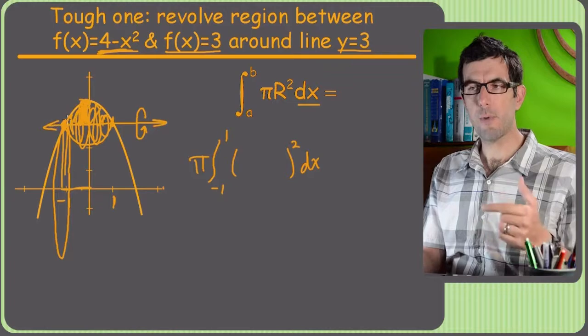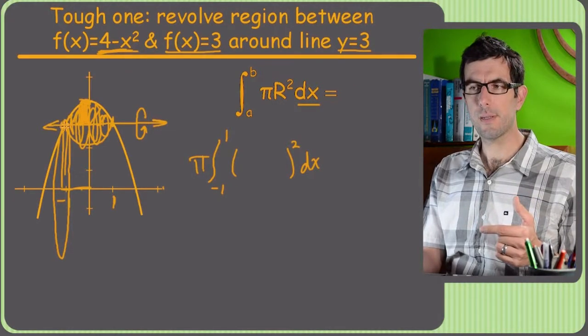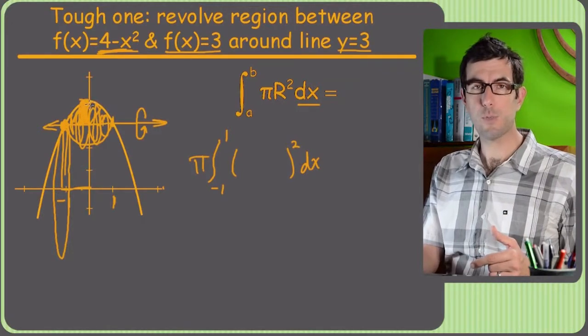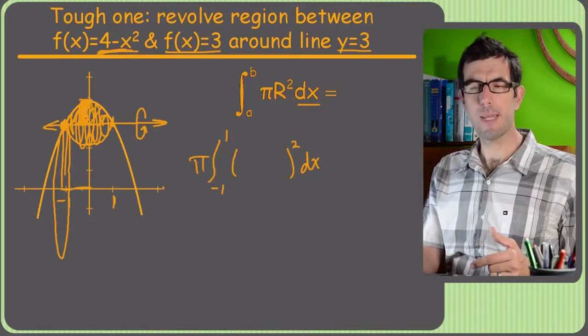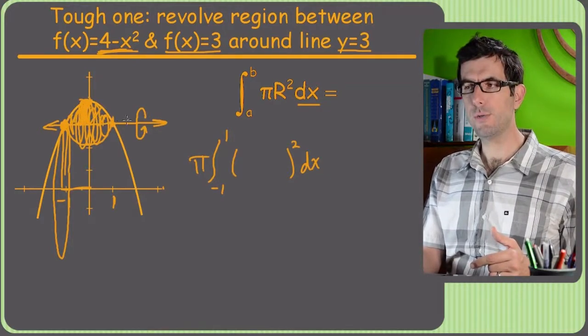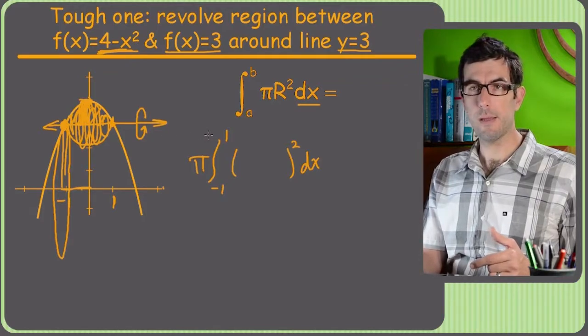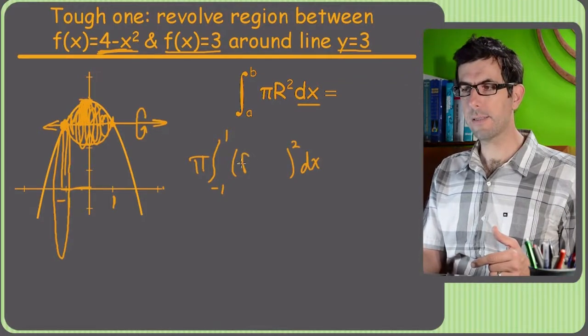But since we're spinning around this line right up here, there's actually a disk. That disk has 0 diameter. The biggest radius we're going to have of any disk is right in the fat part here, is only going to be a radius of 1, and then it goes back down to 0 again. So what we've got to do is subtract 3 from f of x. So it's going to be f of x minus 3.